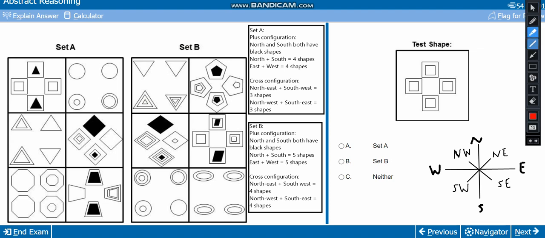As we can see here, we have a plus configuration, but when we look at the north and south shapes, we don't have any black coloring. Therefore, it goes against the rules of both set A and set B, so this shape would go into neither of the sets.